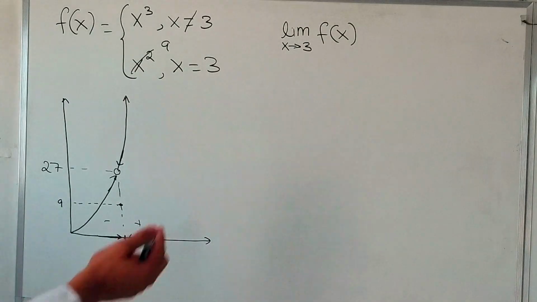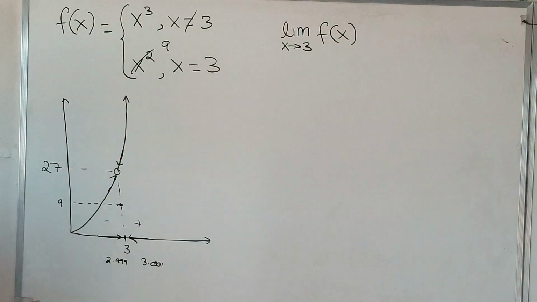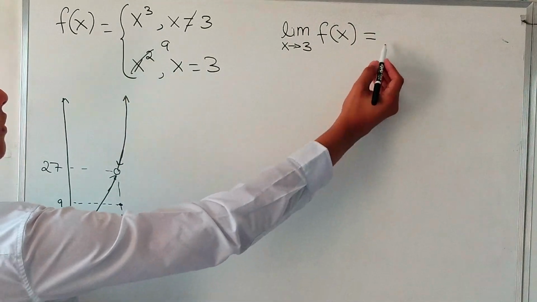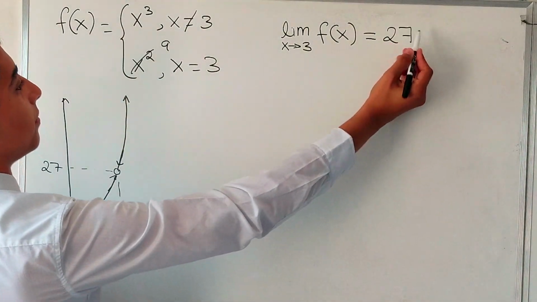You could have just simply thought of this as 3 cubed and simply plugging it in. We are plugging in extremely close points to 3 and seeing what the value is approaching. So we can say the limit as x approaches 3 of f of x equals 27. Hope you understood something about limits. This was simply an introduction into the subject.